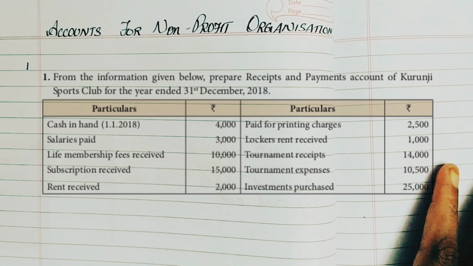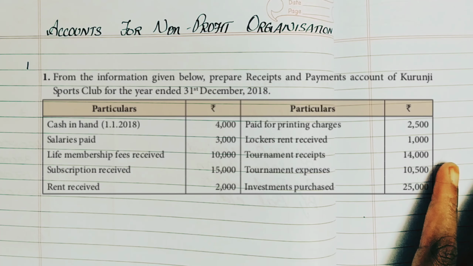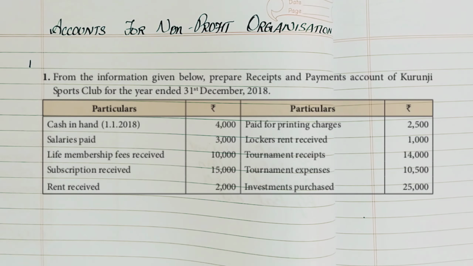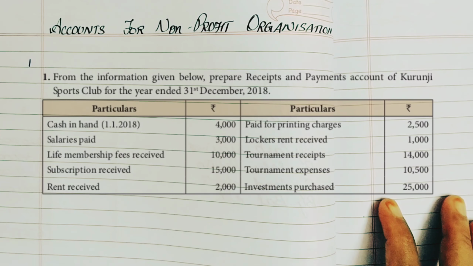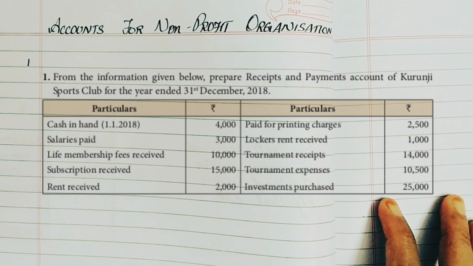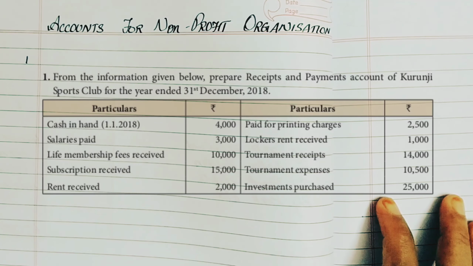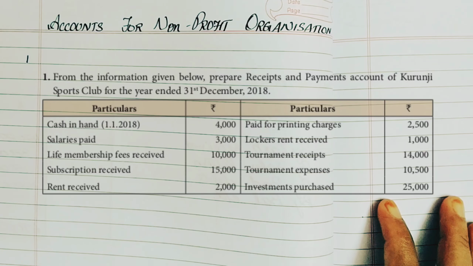In this video, we're going to look into the accounts for non-profit organization, the first sum from Standard 12 Samacheer textbook, Chapter 2. This sum is about Kurunji Sports Club for the year ending 31st December 2018, and they've asked us to prepare a receipts and payments account. This is the easiest account to prepare, because whatever we are receiving, we put on the receipt side, and whatever we pay, we put on the payment side. So you just have to read the items properly and put them down on the correct side.